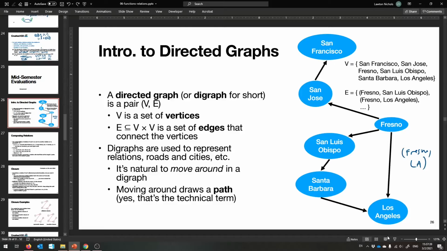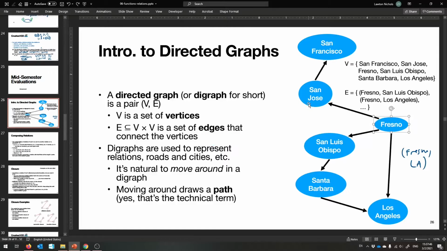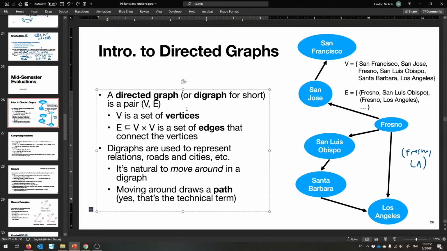Okay, I guess like the placement doesn't really matter. I could like move Fresno way over here if I wanted to, and it would still be a graph, but I tried to keep it kind of map-like. So that's all a graph is. It's a set of vertices, all the places you can go, and then a set of edges, all the ways you can get between places.